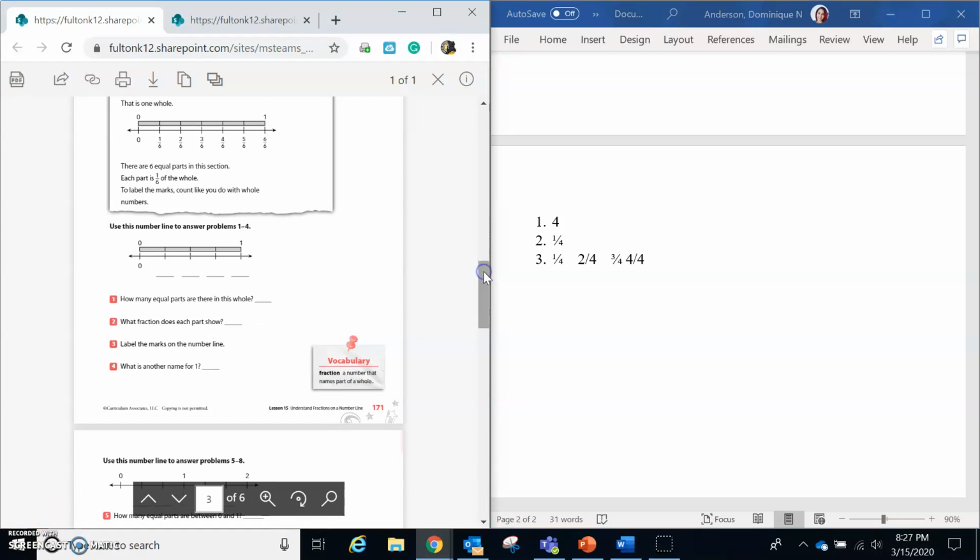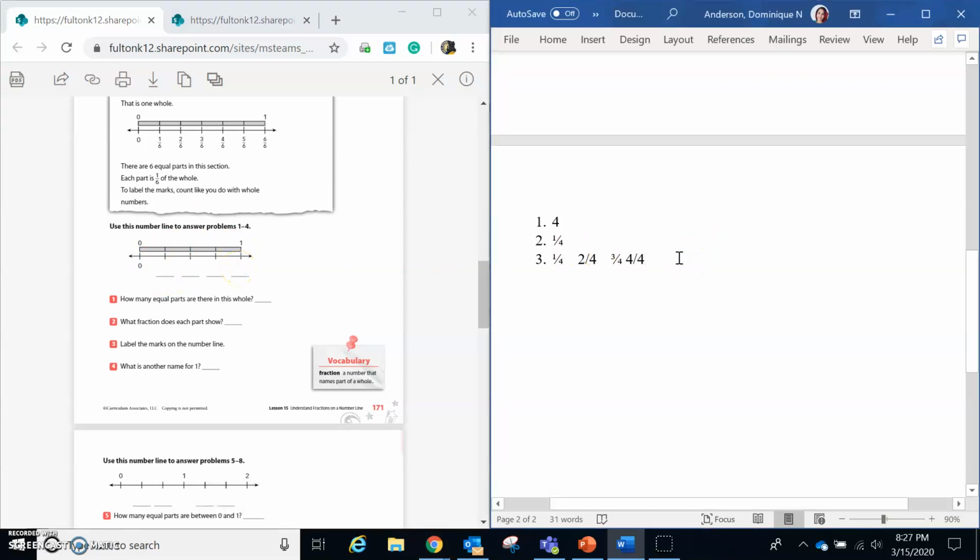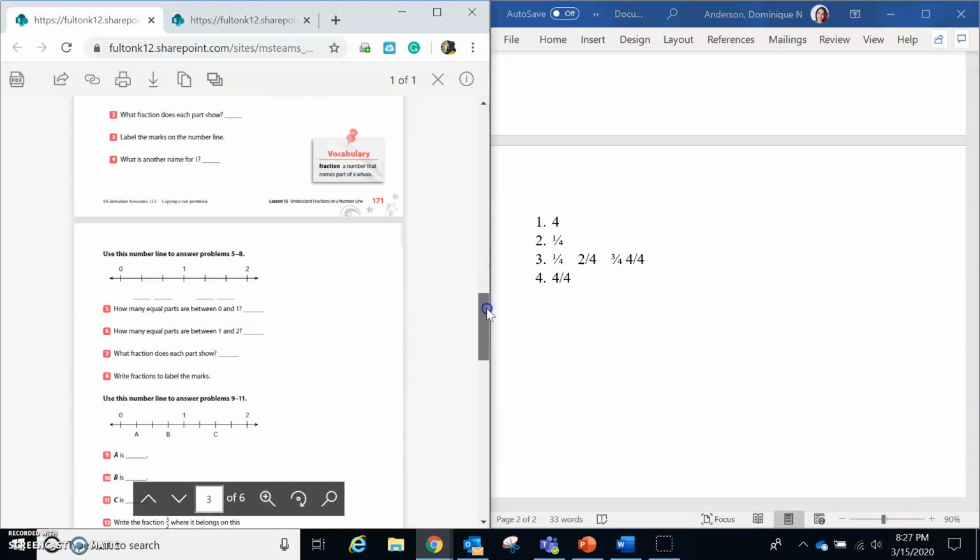Alrighty. Now, number 4. What is another name for 1? So if we go back to where we labeled our number line, we had 0, 1/4, 2/4, 3/4, and then when we got to 1, we said 4/4. So what would be another name for 1? Good, 4/4. Remember, when our numerator and denominator are the same, that is one whole. Let's keep it going.